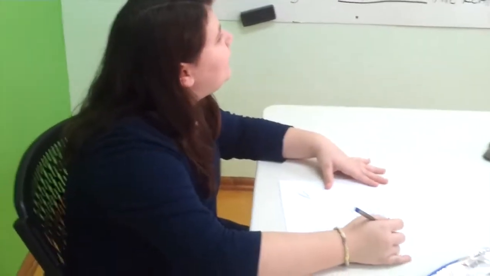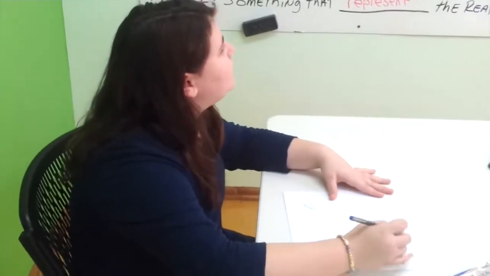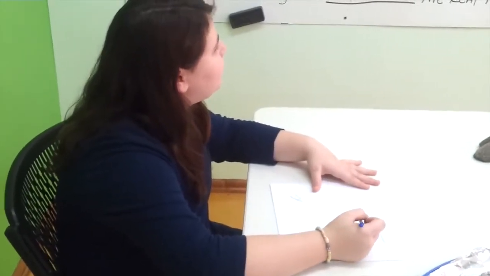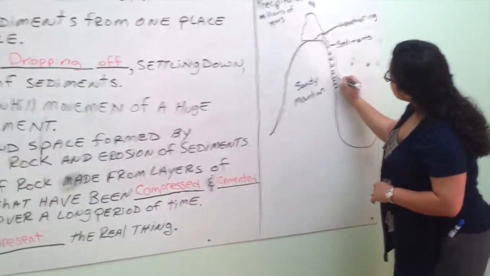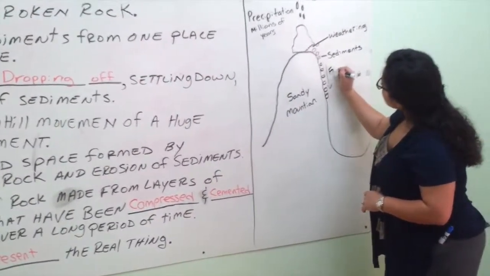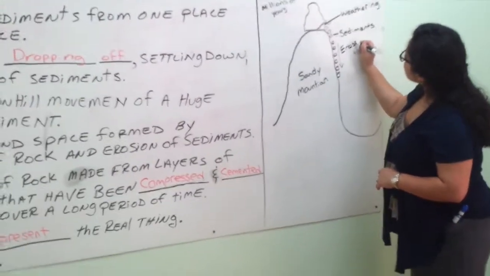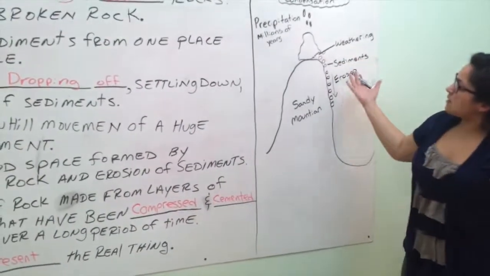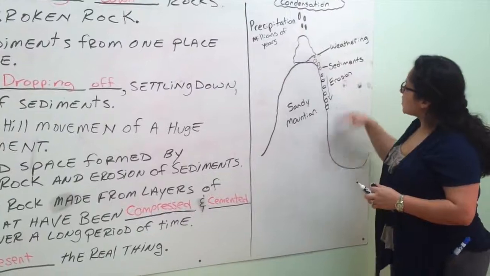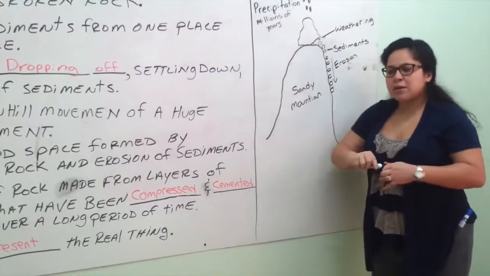Now, you said erosion. What does that mean? It is the movement of sediments. The movement. And which way did our sediments go? Down. They went down. We have erosion. Now, out in the real world, this movement or erosion of water, what do we call that?